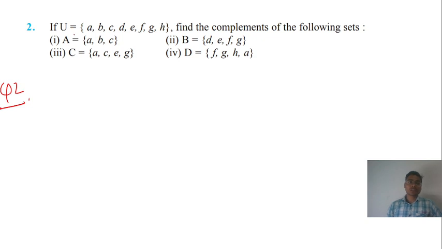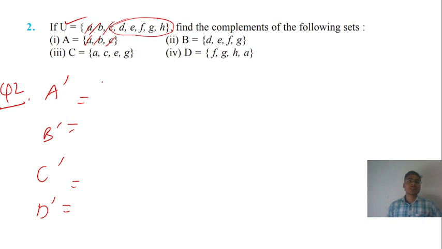Question number 2 is giving us A, B, C, D, E, F as the universal set and asks us to find the complement of the following sets. So we have to find A complement, B complement, C complement, and D complement. For finding A complement, we have to remove the elements of set A from the universal set. A, B, C is removed. The leftover elements are A complement.